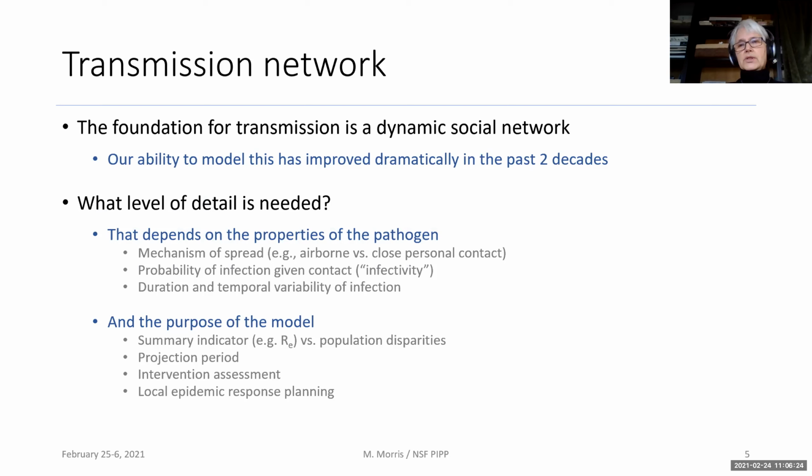But the other thing that really matters is the purpose of the model. If you're simply interested in getting a summary indicator, like the reproductive rate, then it may not require as much detail. Whereas if you really want to drill down into specific population level disparities, then clearly more detail is needed. The length of the projection period, whether or not you want to assess interventions, and finally, whether you're interested in informing local epidemic response planning. All of these things determine the level of detail that you're going to need in a model.